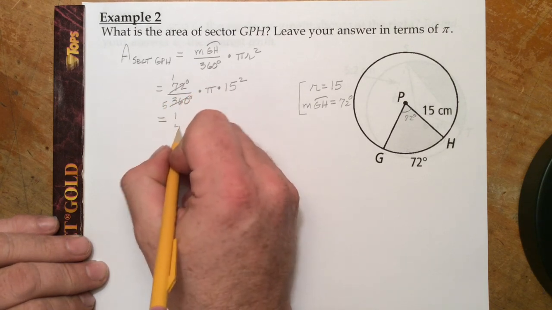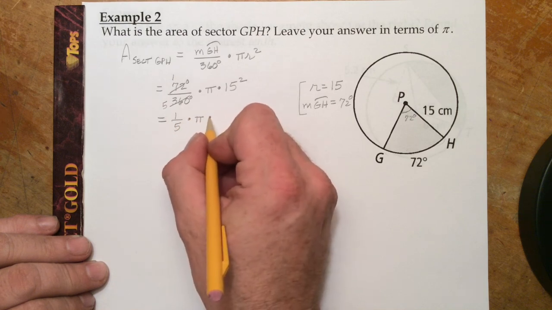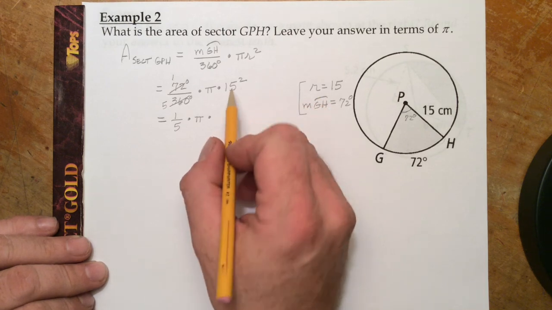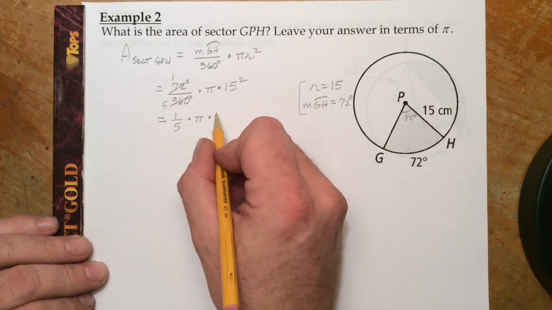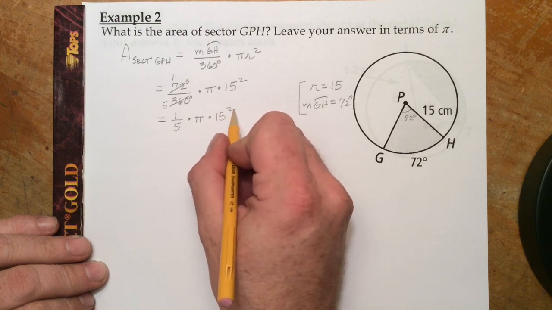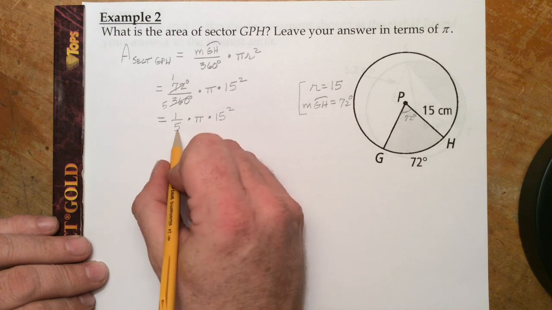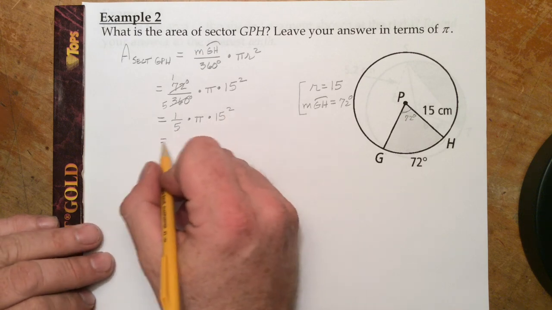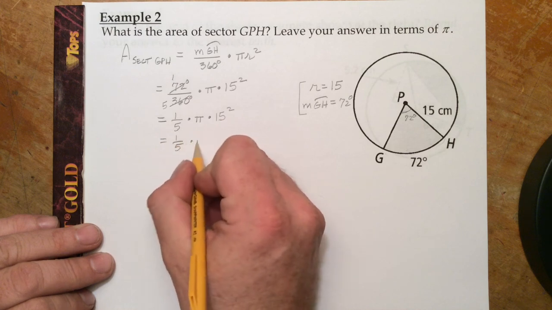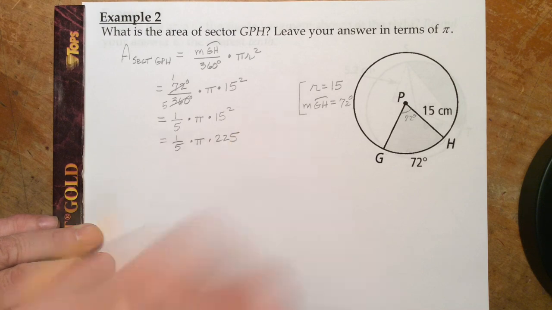So we get 1/5 times pi times, now here's something you've got to be real careful with. You cannot cancel 5 with 15 here. If we were to write 15 squared, we have to square the 15 before we can use the 5 to cancel it out, or whatever number we get. So this is 1/5 times pi times 15 squared, which is 225.